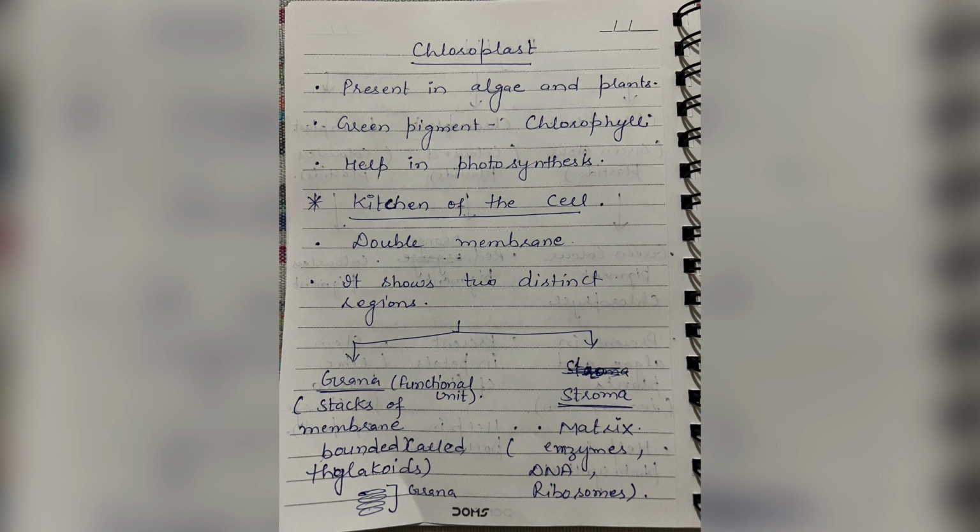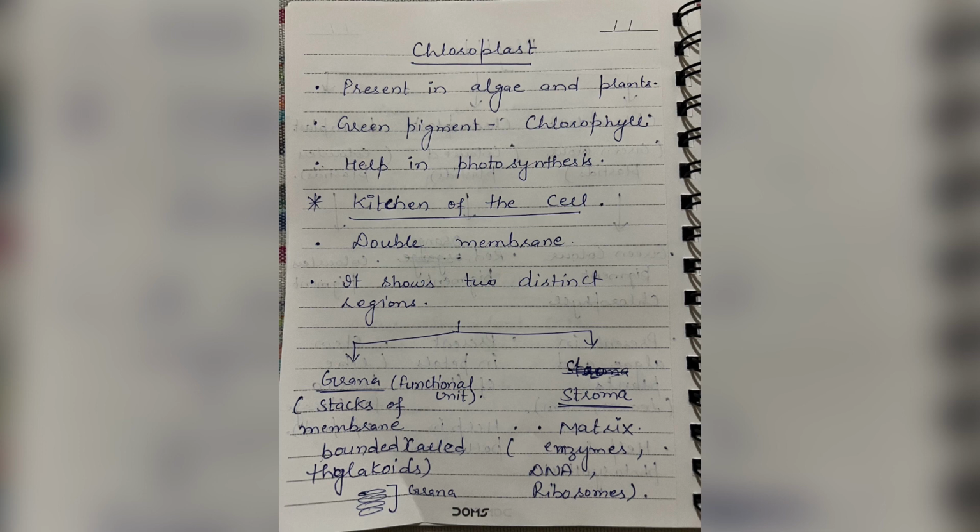Now what is the main function of the grana and stroma inside the chloroplast? Grana is the part which has the chlorophyll, and during the daytime when sunlight is there, grana absorbs the sunlight and helps in the process of photosynthesis. And stroma is also helping in photosynthesis, but it is the site of the dark reaction, and grana is the site of the light reaction during photosynthesis.